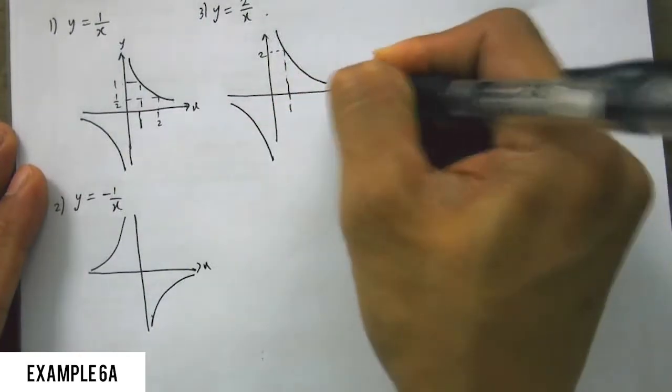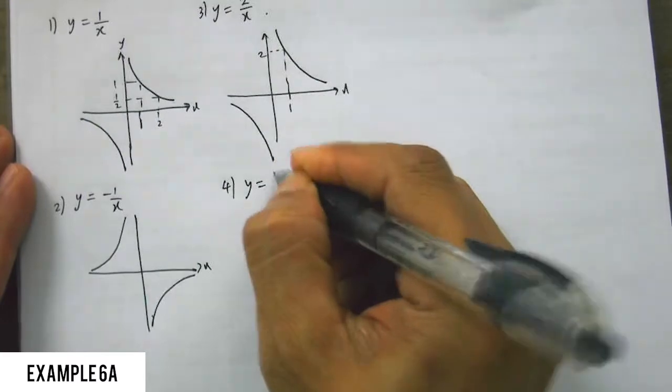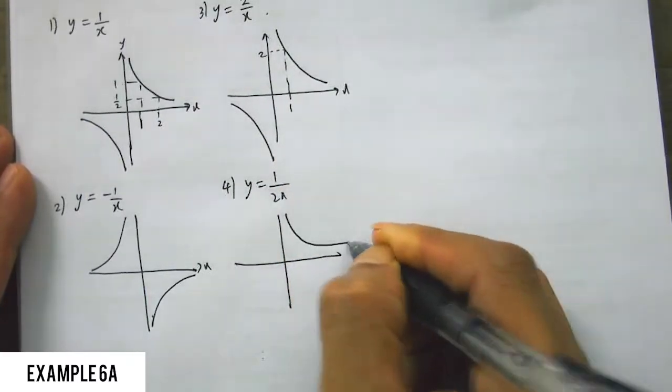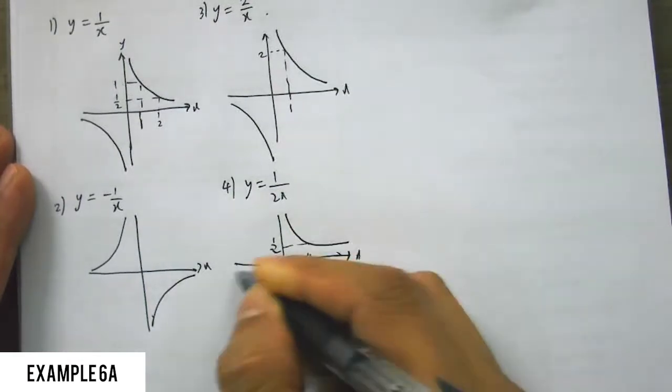Looks like this. So if you don't want to bother about number 3 and 4, it's okay. I just want to show you the difference. This is now like this, closer to the x-axis. When x is 1, your y is half. Sorry, it is ugly.